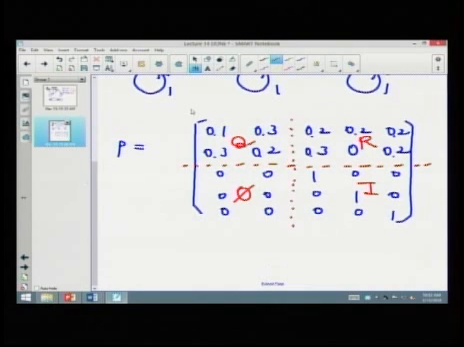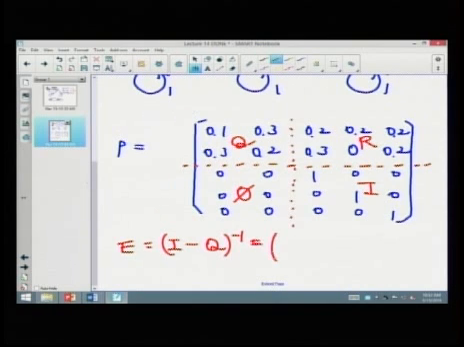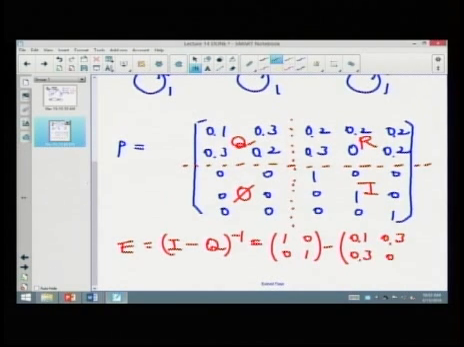So what is the next step? We need to compute the E matrix and the A matrix. Do you remember the formula for the E matrix? It is the identity matrix minus Q, and then take the inverse. Because the Q matrix in our case is 2 by 2, our identity matrix also has to be 2 by 2. That's going to be 1, 0, 0, 1 minus 0.1, 0.3, 0.3, 0.2. Is that right?